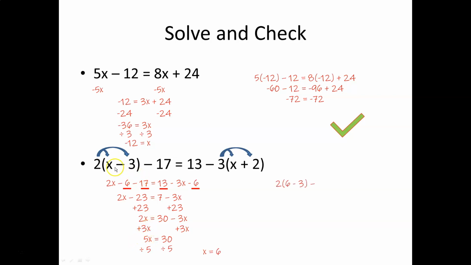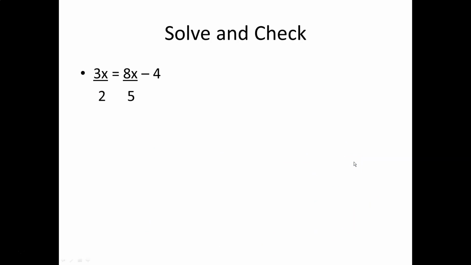Plug that 6 in for both the x's, then do what's in the parentheses first, and then multiply. And then we just add and subtract. We're left with negative 11 equals negative 11. Yay! Ugh.